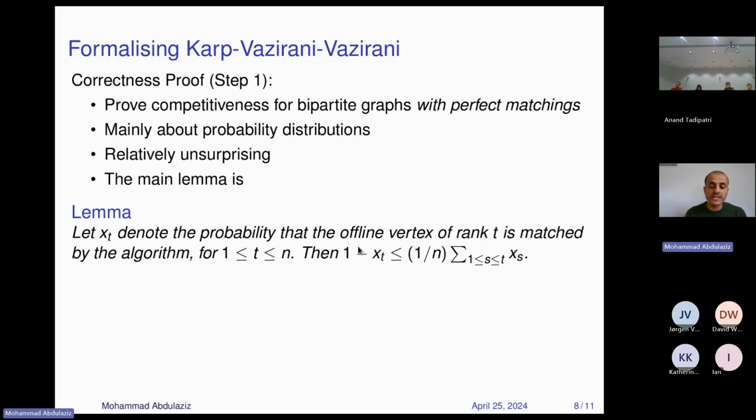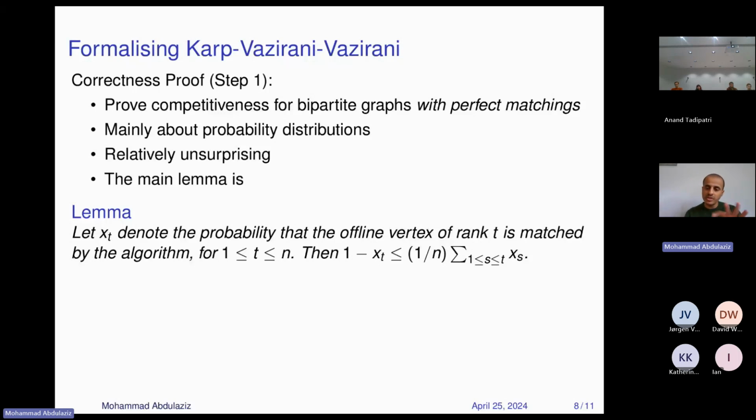So one lemma, for example, says that if we take xt to denote the probability that the offline vertex of rank t, so in the ranking that we have made, the vertex at position t, is matched. Then 1 minus this probability is upper bounded by the probability that all the vertices of a higher ranking were matched, right?